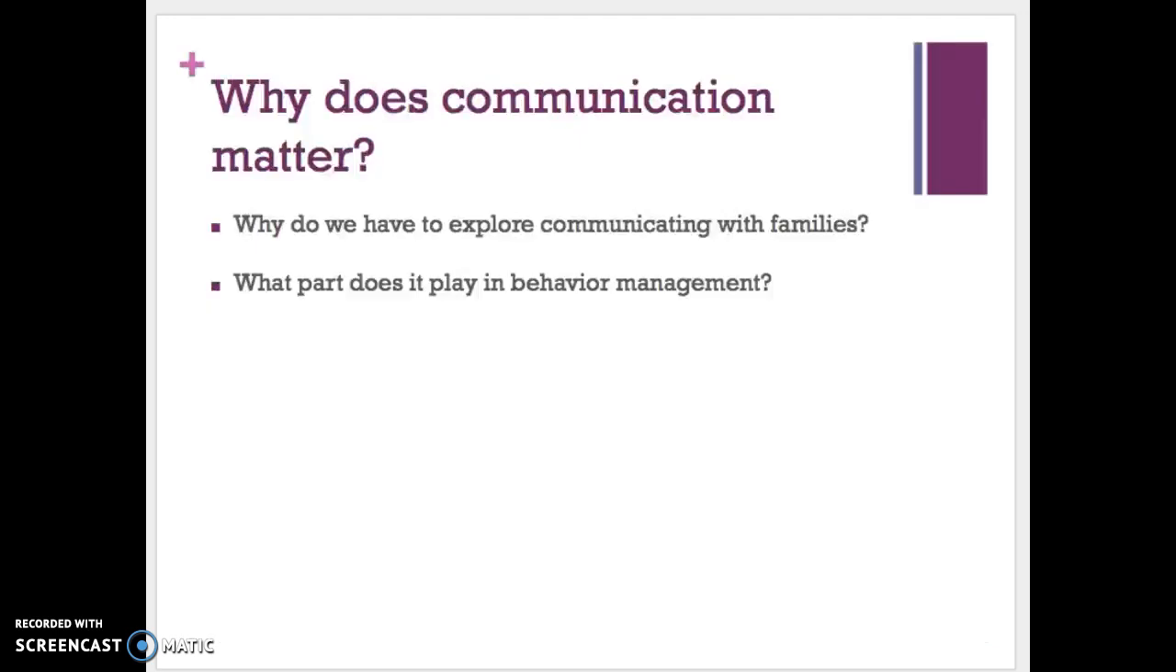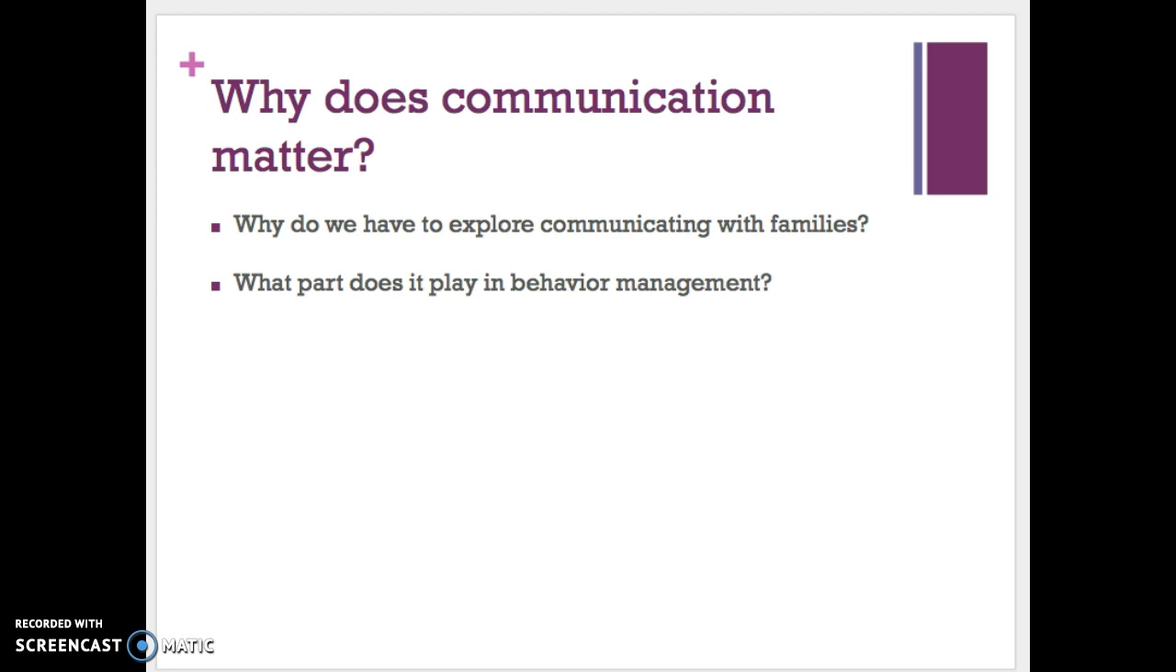Why does communication matter? Why do we have to explore communication with families? And what part does it play in behavior management? So in the realm of behavior and working in behavior intervention or even just teaching, it can be very stressful when it comes to behaviors and communicating with students, with their families, having to call them and let them know what their child may have done, communicating with staff members and colleagues, and then having to talk with administrators about behavior of students can be very, very stressful, and it can be emotionally charged at times.